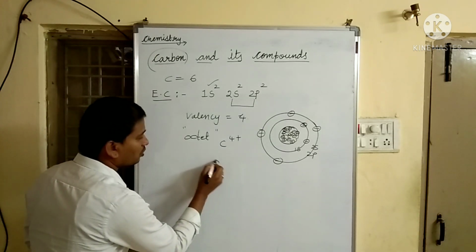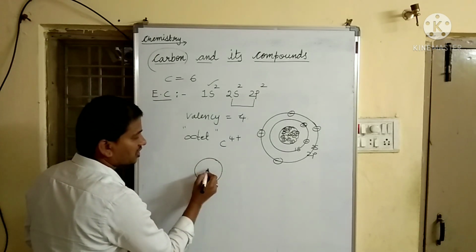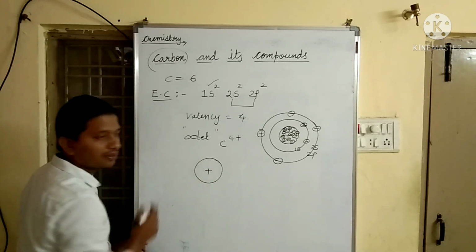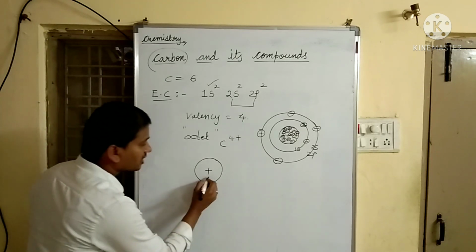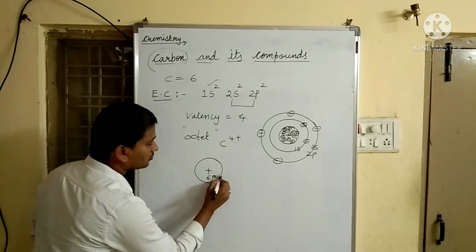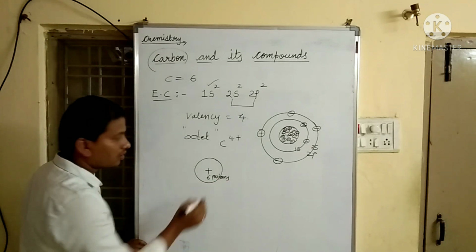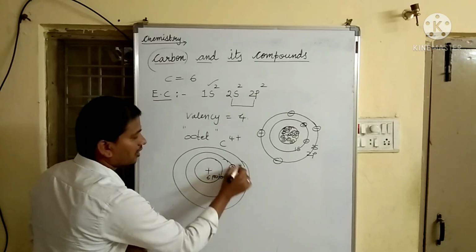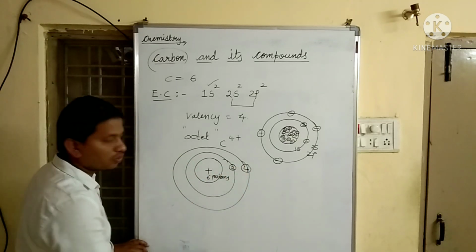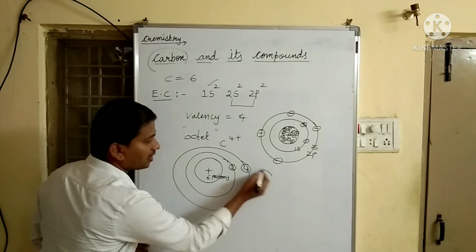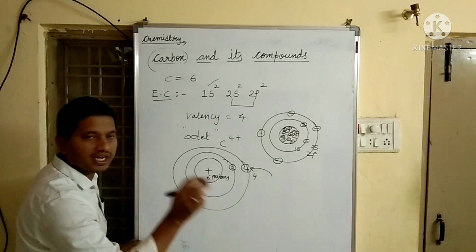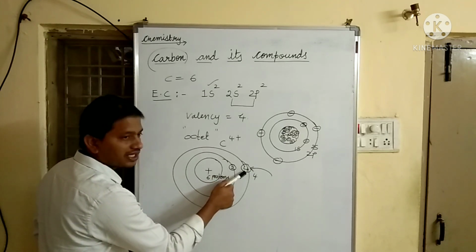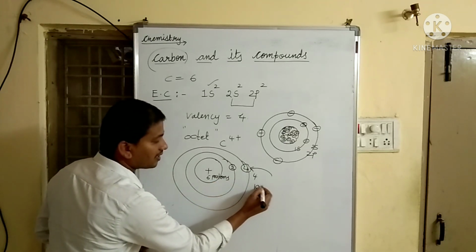Actually, this is our nucleus. It has 6 protons already, only 6 protons. In the first shell, it has 2 electrons. In the second shell, it has 4 electrons. To get octet configuration, carbon can gain 4 electrons. If it gains 4 electrons, totally how many electrons will it have?